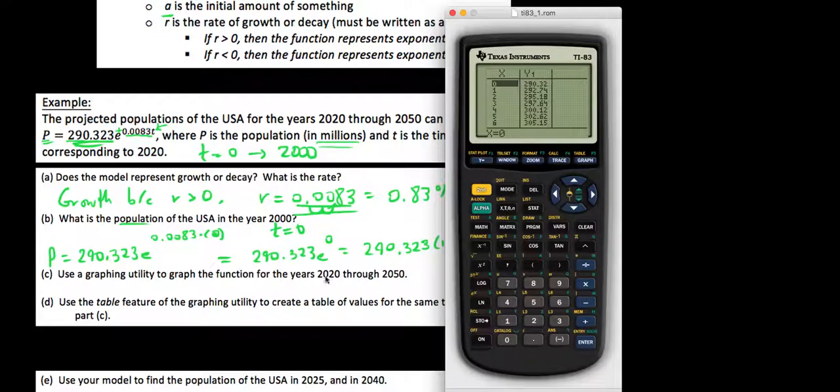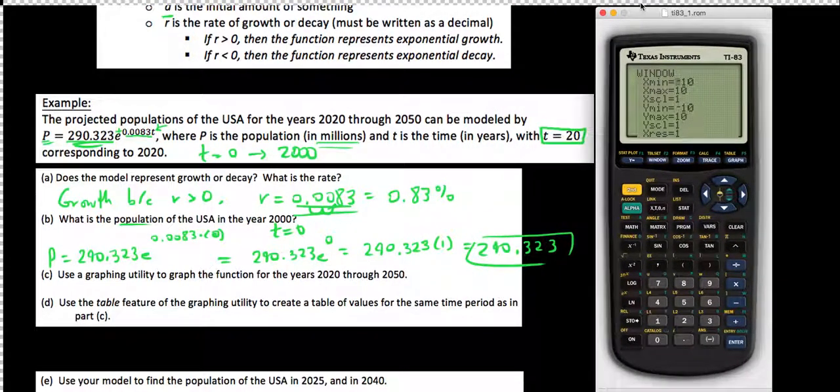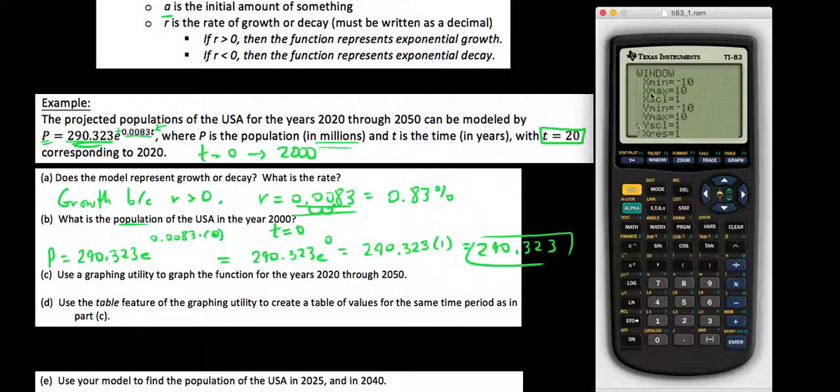So what we are going to do is this. We are going to use a graphing utility to graph the function from 2020 to 2050 by going to window. And so we need to stop and think about this critically. Starting with x min and x max, this is kind of like saying, what do you want your first time to be and what do you want your last time to be?